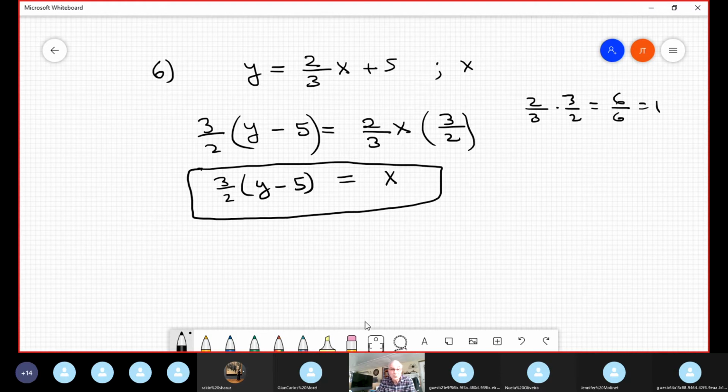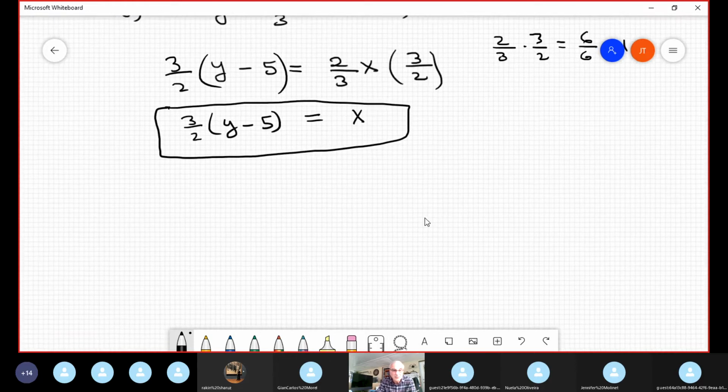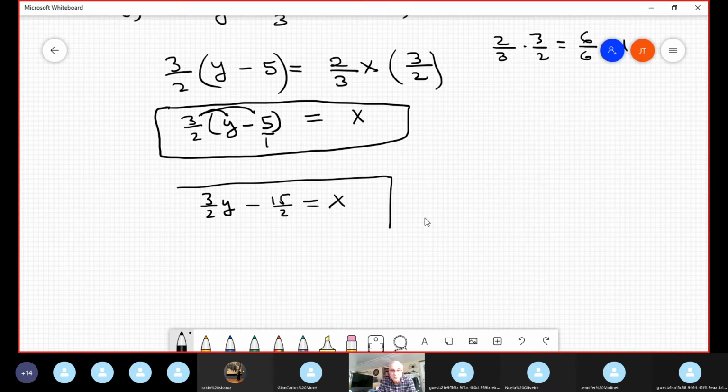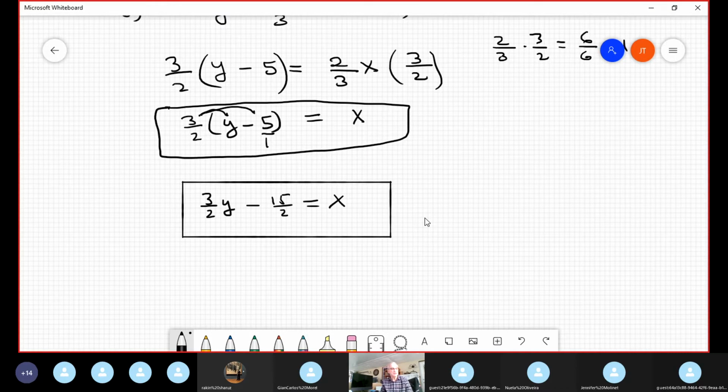Suppose we do it. You multiply in order to remove the parenthesis. Okay, no problem. It's 3/2 y, which is the multiplication of this times this, and this times this is minus 15/2, no? Because 3 times 5 and denominator 1 is 2, equal x. It's one possibility to express the same idea. Any question, right?